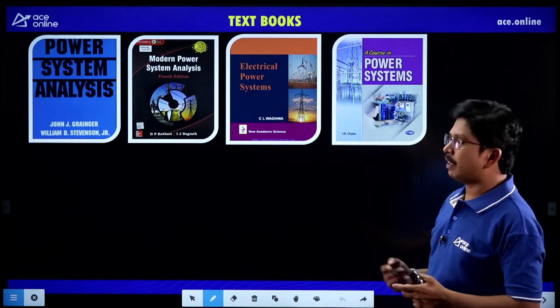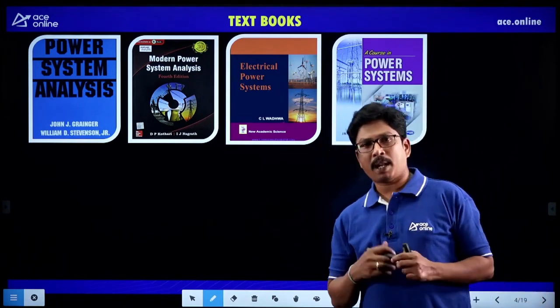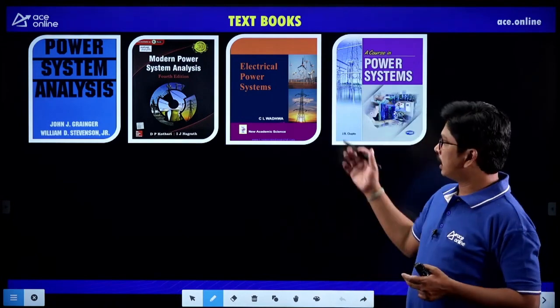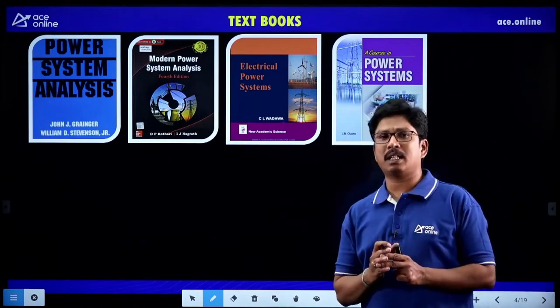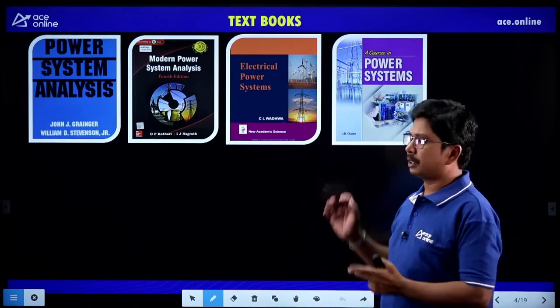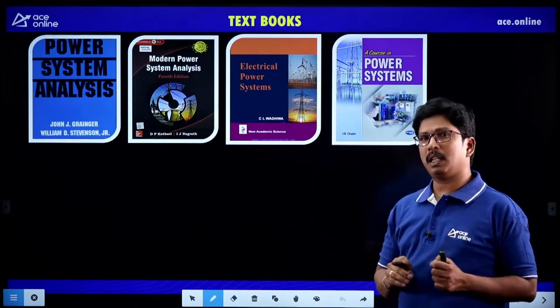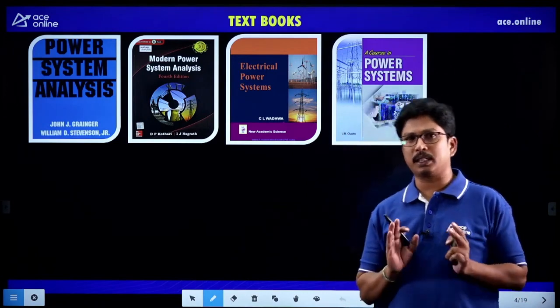And in case of C.L. Wadhwa and J.B. Gupta, we are having somewhat practice questions, we can practice them. So that's why I have given these two textbooks also, right? In some of the competitive exams, sometimes they are copying the questions of C.L. Wadhwa or J.B. Gupta, so it's better to practice all those questions every time.